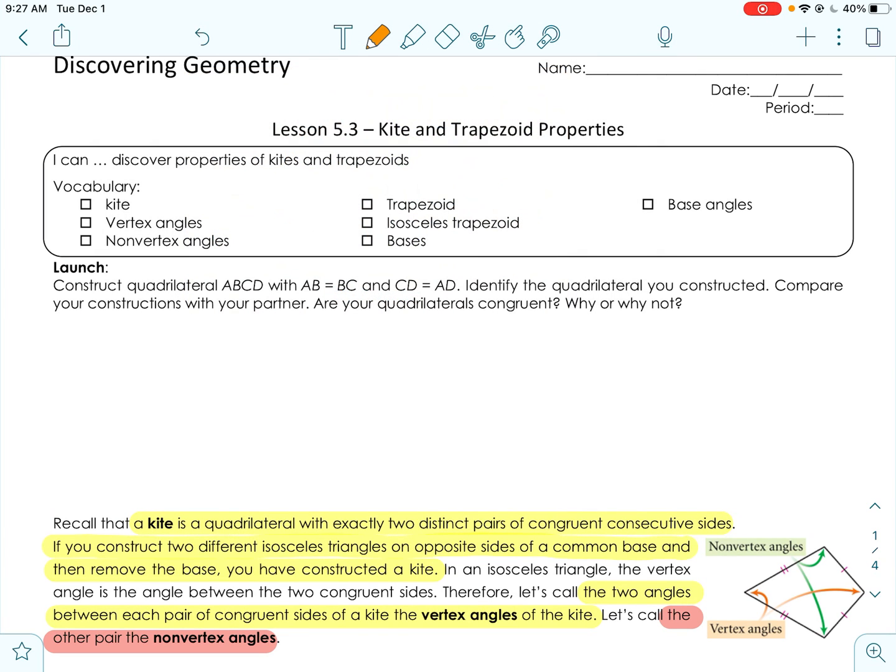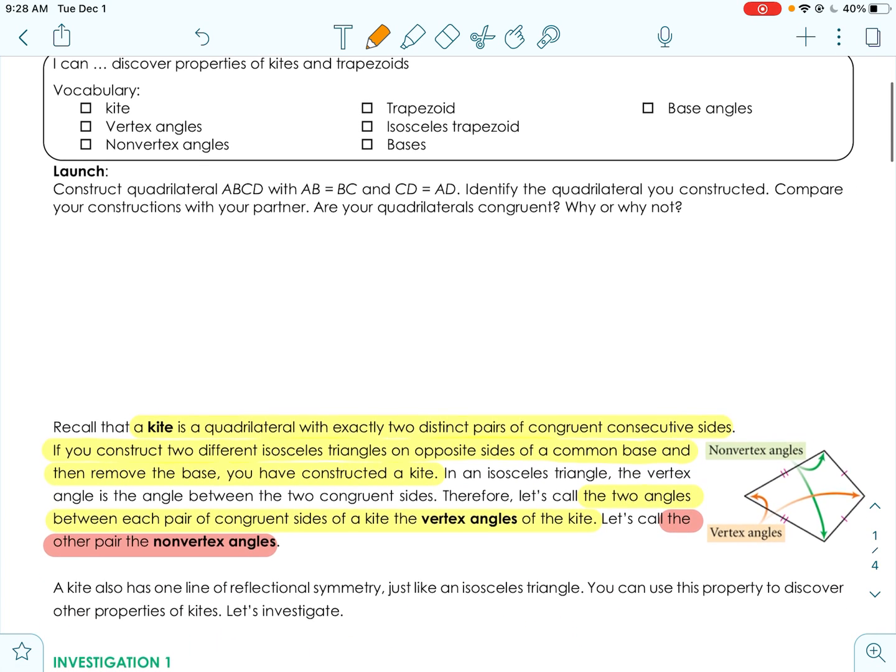So in this lesson, we're going to explore some properties of kites and trapezoids. We are not going to do the warm-up here. If you completed the warm-up, you would have created a shape that would turn into a kite. So to begin, let's review what a kite is.